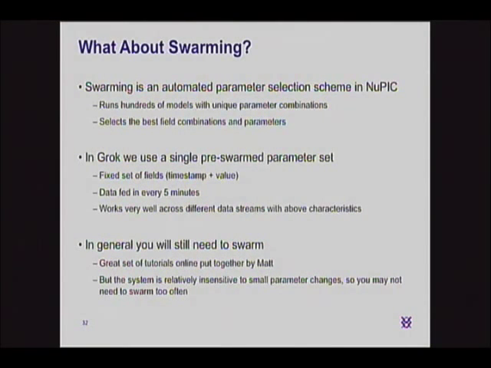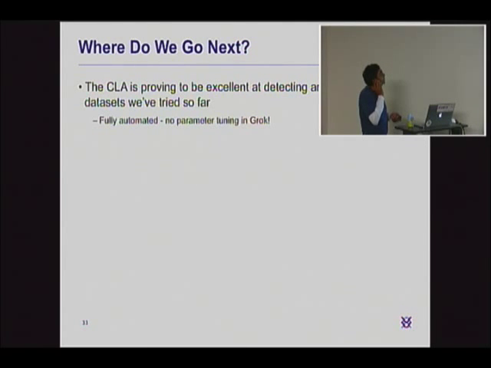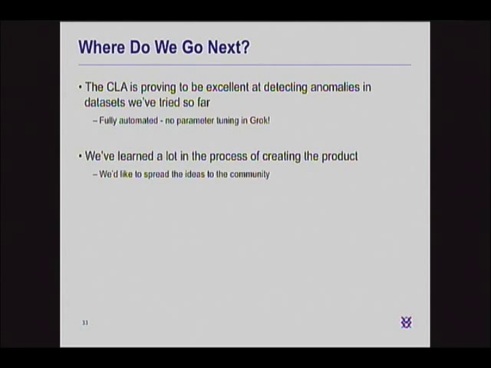Okay, so that's Grok. And so, where do we go next? I think we've seen that the CLA is proving to be really good at detecting anomalies in a large range of data sets that we've tried so far. And within the context of Grok, it's fully automated. There's no parameter tuning whatsoever. We've learned a lot in the process of creating the product, and with talks like this, we want to spread the ideas out into the NuPIC community as we learn more, and hopefully others will do the same thing. So as a community, we can get better and better at this process.